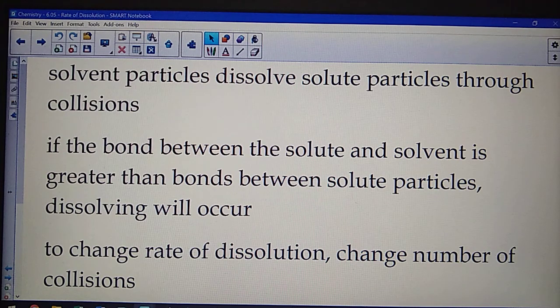Since this only happens through collisions, basically to change the rate of dissolution, to change how fast something dissolves, we need to change the number of collisions that happen. More collisions means faster dissolving. Less collisions, less dissolving.